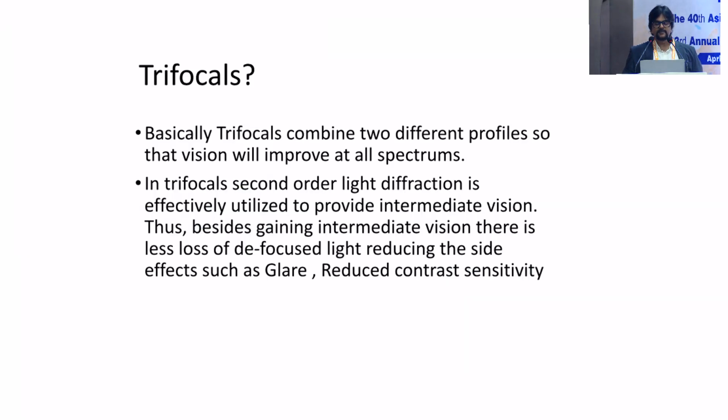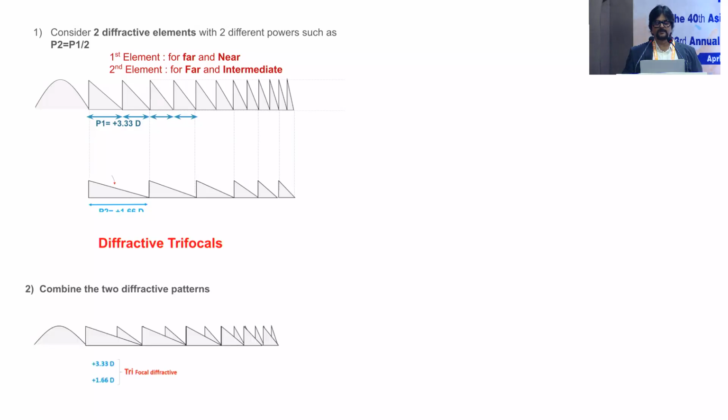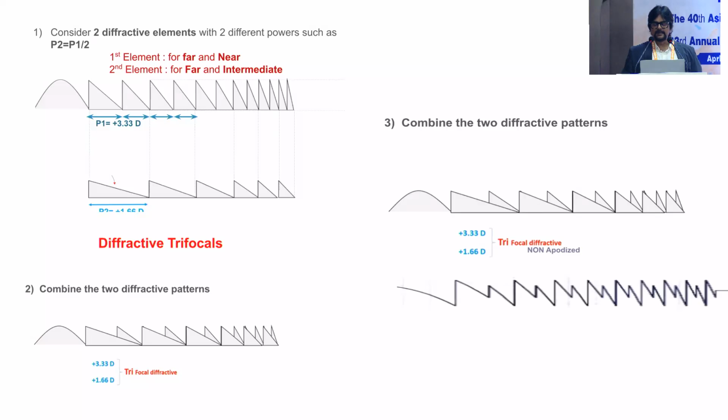So basically, trifocal combines two different profiles so that vision will improve across the whole spectrum. In trifocal, second order light diffraction is effectively utilized to provide the intermediate vision. Thus, besides gaining intermediate vision, there is less loss of defocused light, reducing side effects such as glare and reduced contrast sensitivity. Here you can see two diffractive elements with two powers: the first element for near and the second for intermediate. When you combine both together, you get intermediate vision like this.